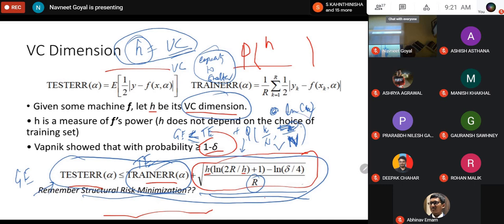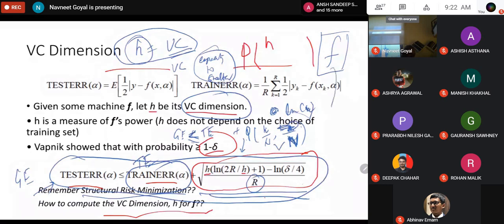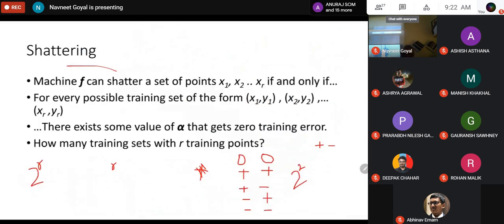So now, how to compute the VC dimension h for any model F? That is the next question. For this, we'll take different forms of F and then try to find the VC dimension, or h, for this model F. So let us go there.